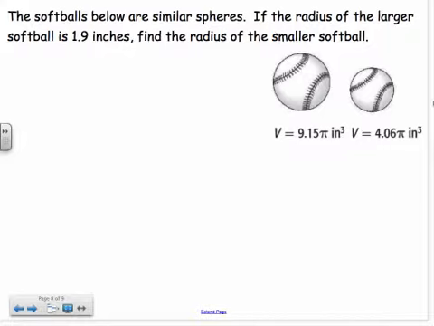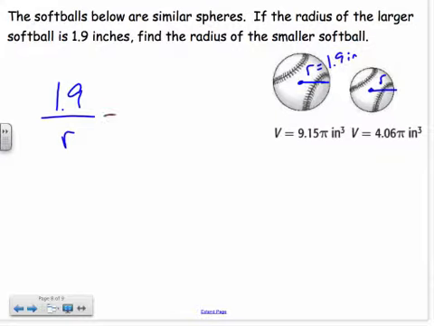Last example. I have two softballs that are similar. If the radius of the large softball is 1.9 inches, find the radius of the smaller. Okay, this one's going to get a little trickier. So I know the radius of this guy is 1.9 inches, and I want to find the radius of the smaller one. Okay, so let's take a look here. If I thought about the scale factor of the ratio of these softballs, I could say that 1.9 corresponds to the radius of the smaller softball, right? So we're just going to use R. We're going to solve for R here in this case.